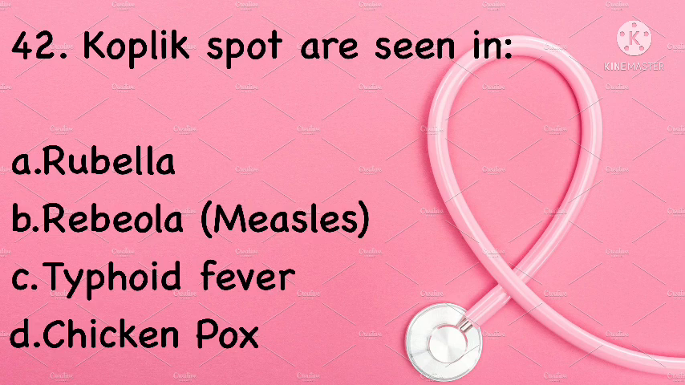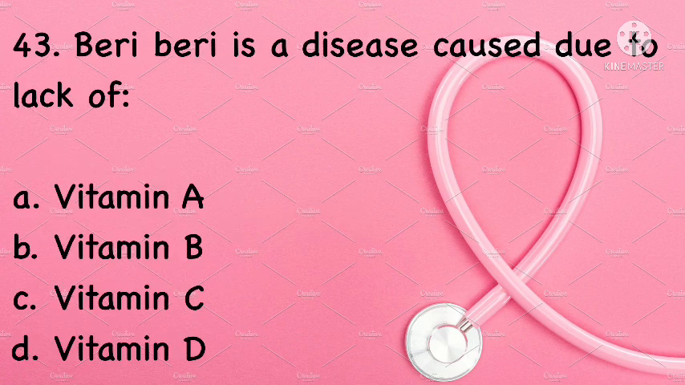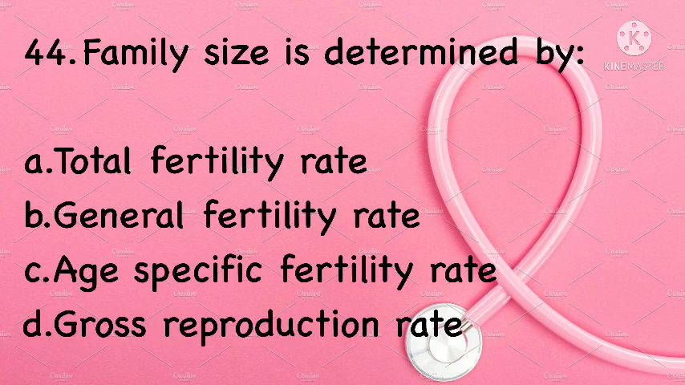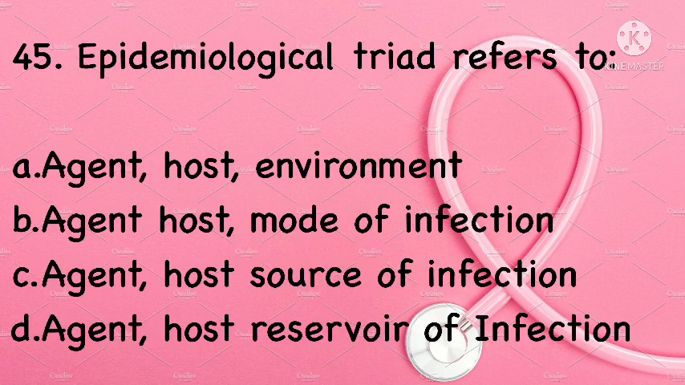Koplik spots are seen in: rubella, rubeola, measles, typhoid fever, chickenpox. Correct answer is B. Measles. Beriberi is a disease caused due to lack of: vitamin A, vitamin B, vitamin C, vitamin D. Correct answer is B. Vitamin B. Family size is determined by: total fertility rate, general fertility rate, age-specific fertility rate, gross reproduction rate. Correct answer is A. Total fertility rate.